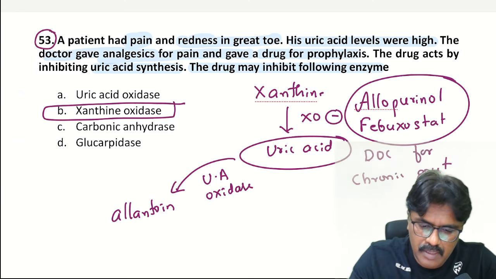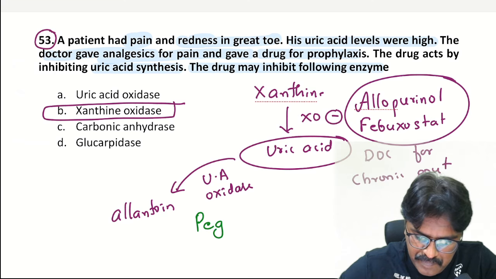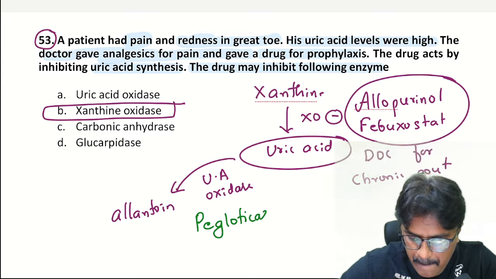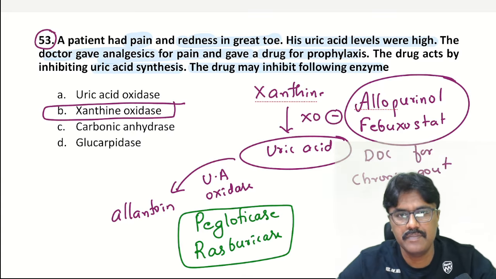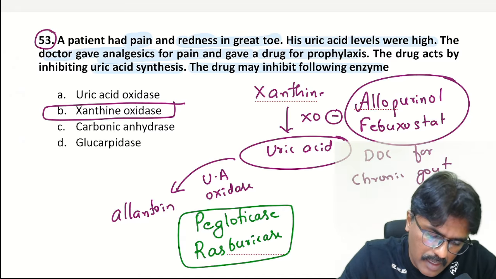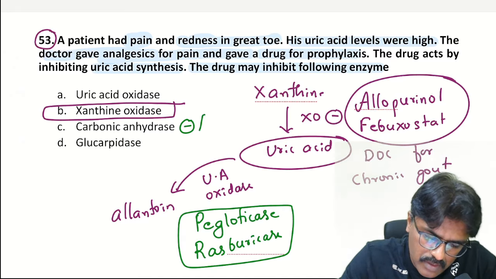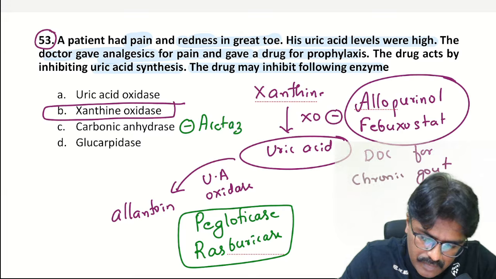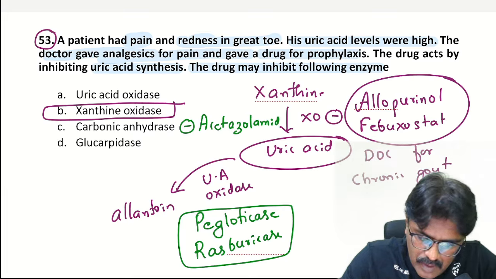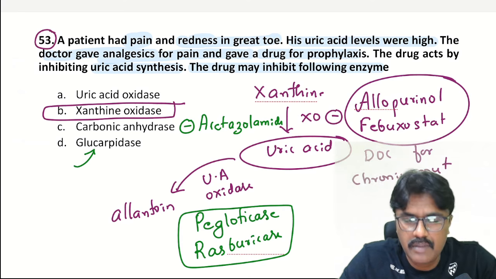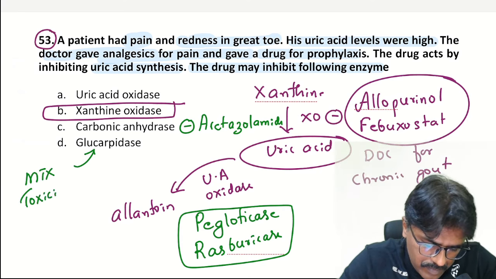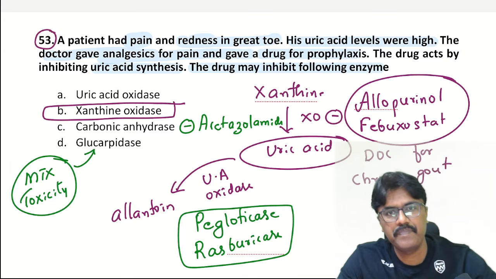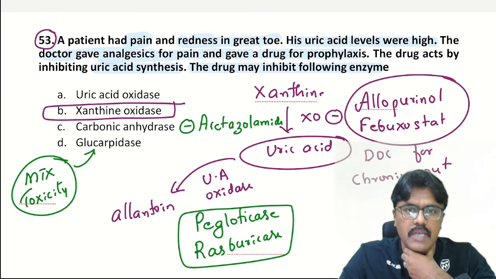We made the enzyme. The name is pegloticase, rasburicase. So these are also given for gout. What drug inhibits carbonic anhydrase? You all know. The name is zolamide, that is acetazolamide. Glucarpidase, if you are not updated, it's also used for methotrexate toxicity. Glucarpidase. So what we understood from this chart is drugs for chronic gout.